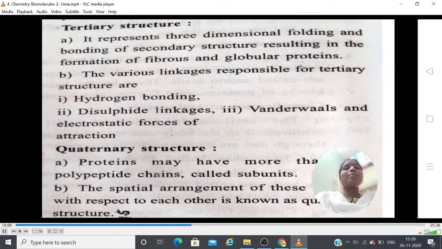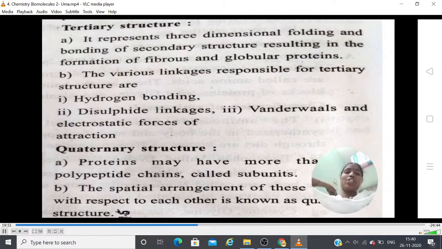In tertiary structure, the linkages responsible are, first, the hydrogen bond, and second, the disulfide linkage also formed in the tertiary structure. At the same time, van der Waals forces and electrostatic force of attraction are also present in the tertiary structure. This is the tertiary structure.